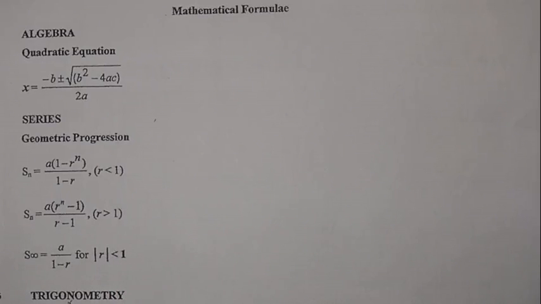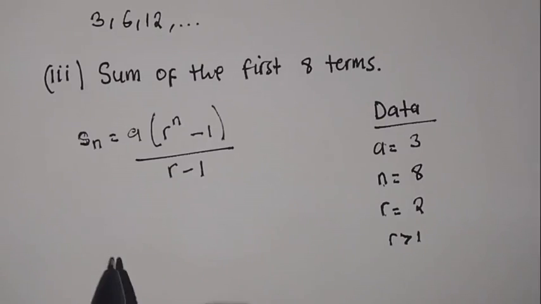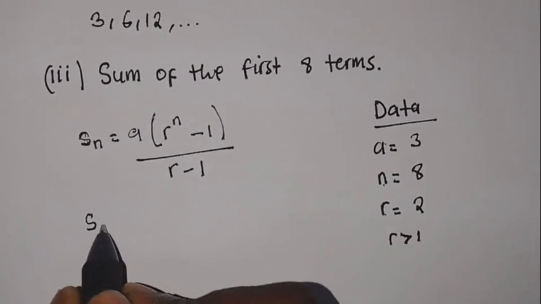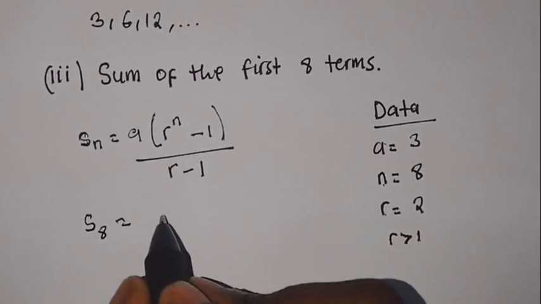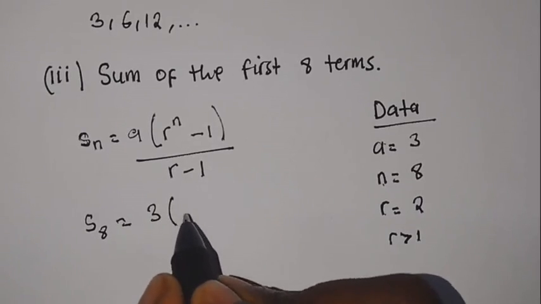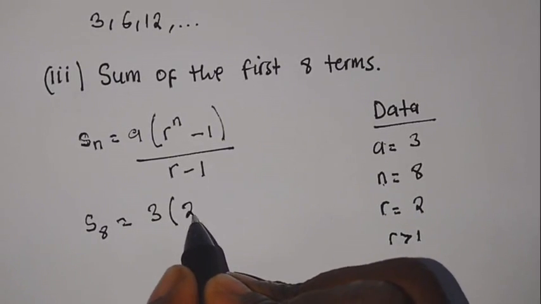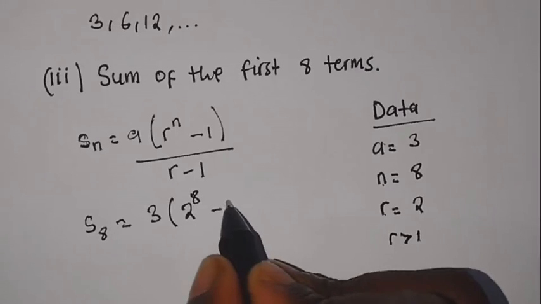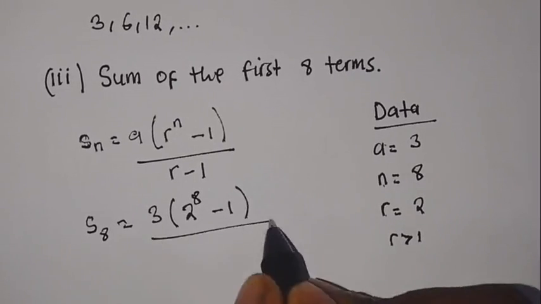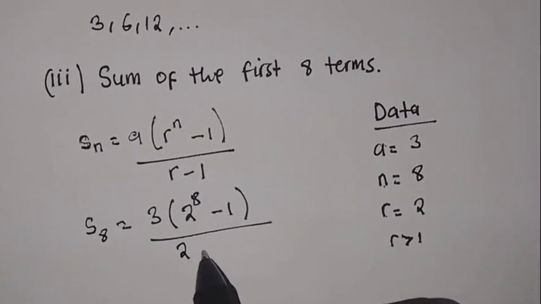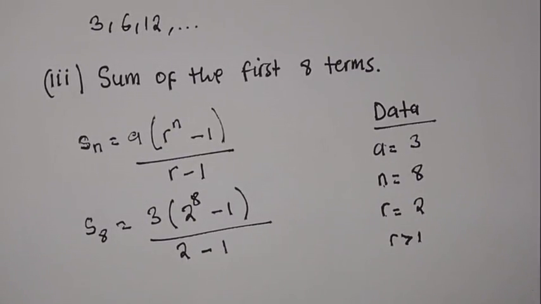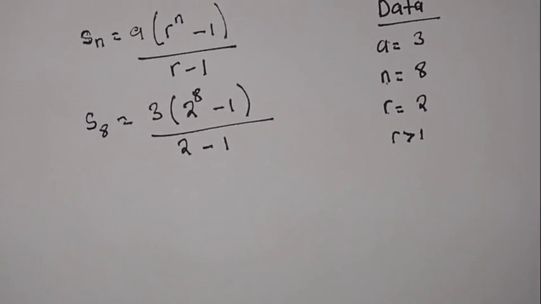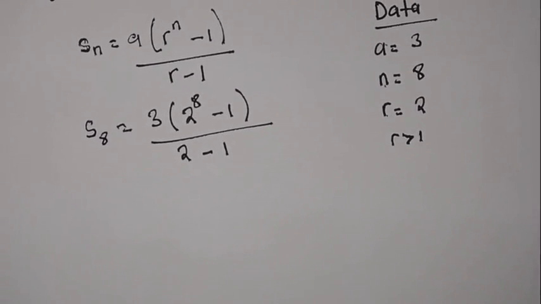All right, so let us now just substitute. We are finding the sum of the first 8 terms, S equal to, my A is going to be 3, open bracket, my common ratio is 2, then n is 8. So 2 raised to the power of 8 minus 1, close bracket, over, my common ratio 2 minus 1. Okay, so I hope it's clear here. Let us now move on.